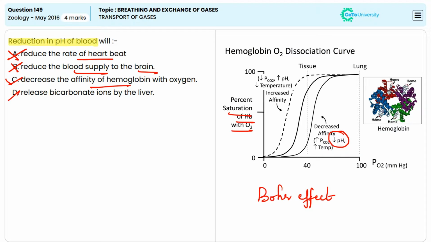Option D, release bicarbonate ions by the liver. This is also an incorrect answer because the liver doesn't play a significant role in releasing bicarbonate ions in response to pH changes in the blood. So the answer is option C.